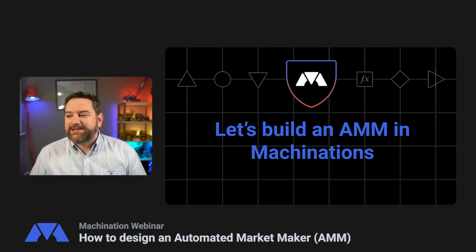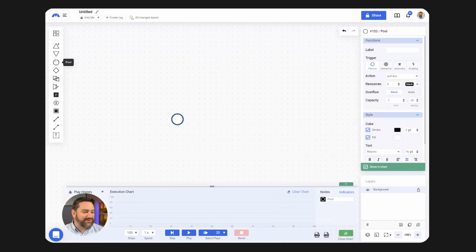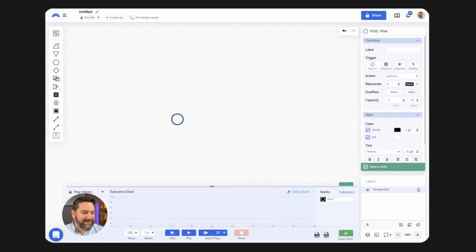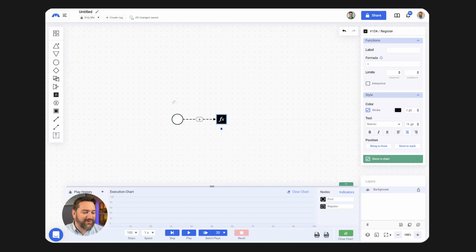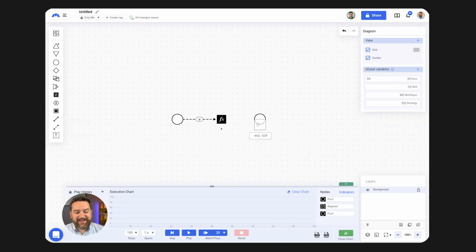So let's get into it and let's build an AMM in Machinations. So we've got a nice blank canvas and we're going to kick off and build an AMM. So the first step of an AMM is obviously liquidity, and this typically is often in the form of two pools, one of them being the token that we're going to have inside our game, the other one being the cryptocurrency that we're going to be connecting to.